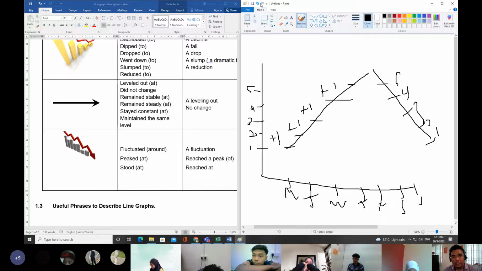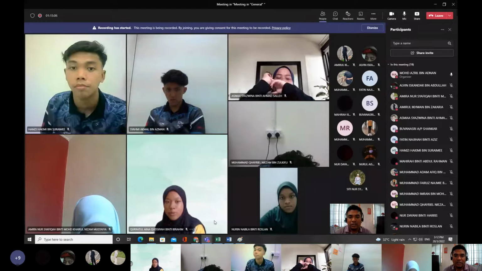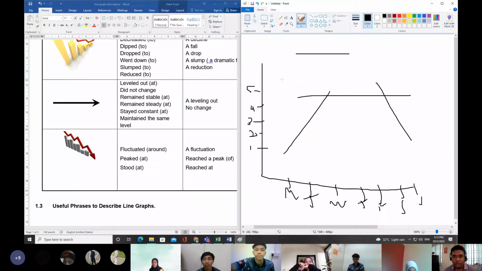So in most cases, the word constant is usually used to describe a horizontal line. Something like this. But it doesn't mean it has to be like this always. Constant can also mean constant increase or constant decrease. Maksudnya sentiasa. Maksudnya stabil. Maksudnya remain steady. Stay constant. Maintain the same level, something like this. Leveled out, ni. The only word is leveled out. Leveled out memang horizontal. Faham tak? Any questions so far? Ada soalan tak? Okay, I hope. Again, you can ask me at any time you want. Jangan takut.